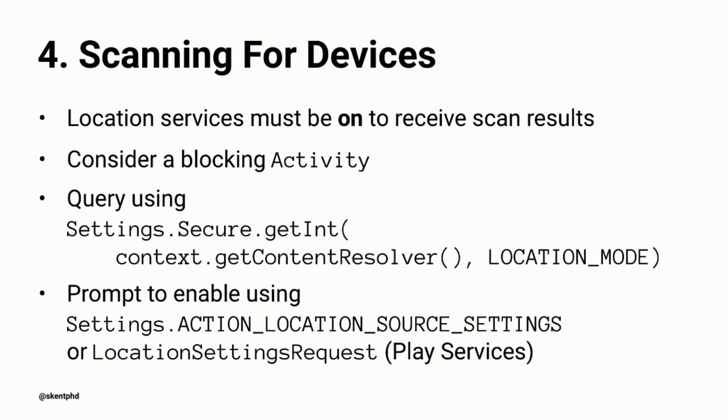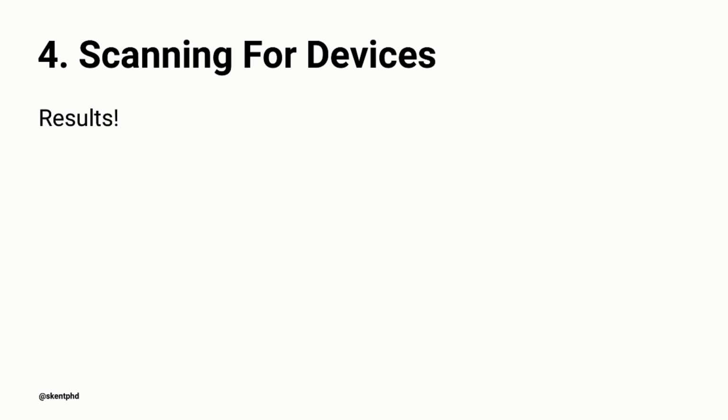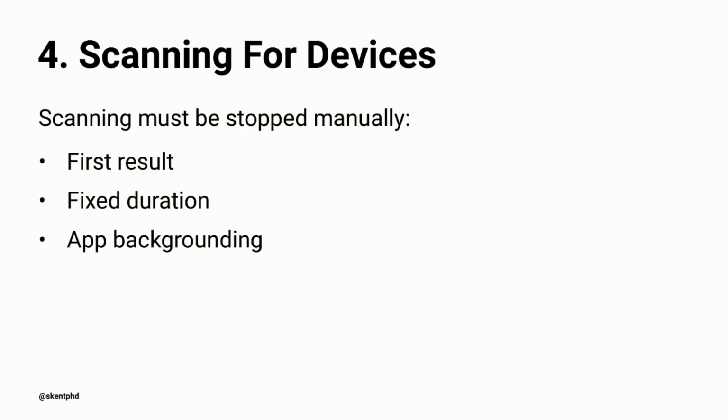If your application includes Google Play services, kind of like the Bluetooth enable prompt, there is a way now to allow a user to enable location settings from within your application, without having to jump out to settings. So you can use this Settings.ACTION_LOCATION_SOURCE_SETTINGS. You can use the location settings request if you have Play services in your application in order to prompt them with a dialog from within your application. So again, not ideal, but finally we're at the point where if we've done all these things, now when we scan, we can actually receive results, which is great, just really painful.